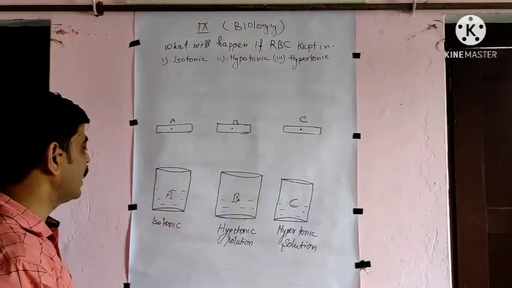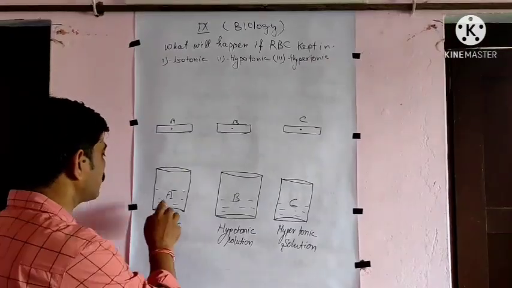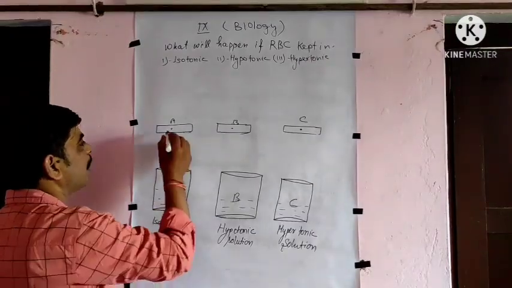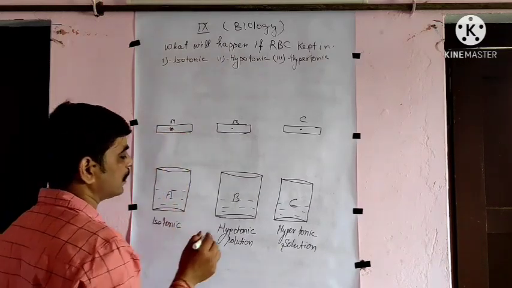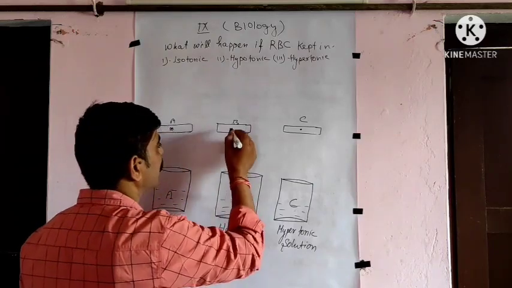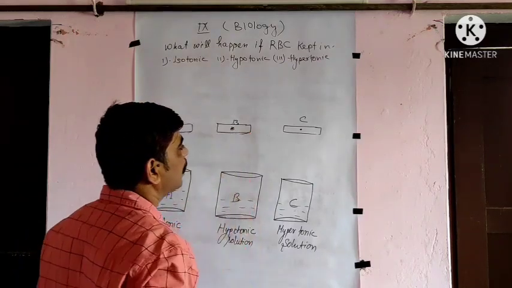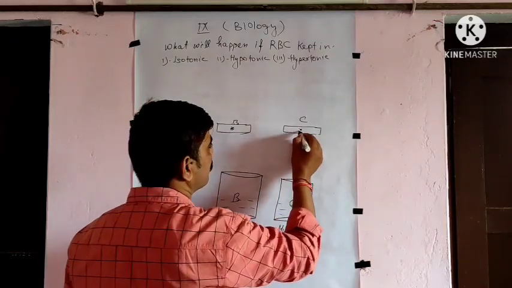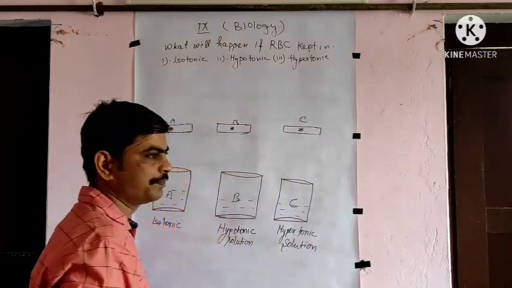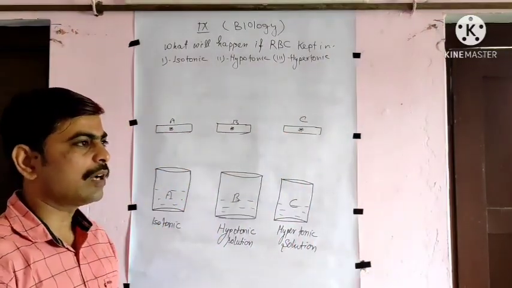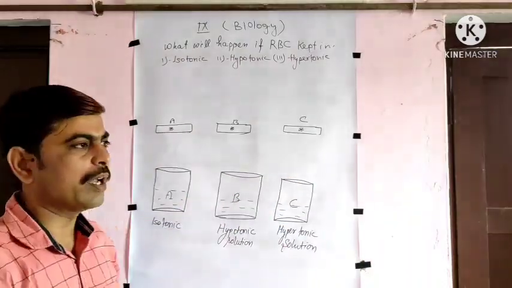Then with the help of a dropper, take some amount of isotonic solution and pour over it. Then again take some amount of hypotonic solution and pour over this second slide. Again take some amount of hypertonic solution and pour over it. And now after some time you can observe these slides under the microscope.